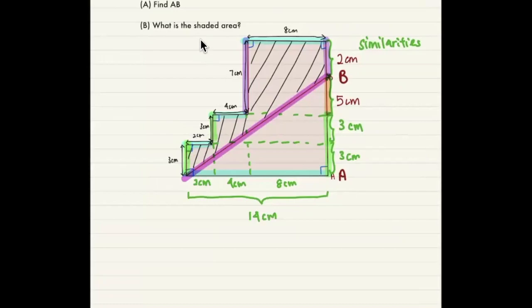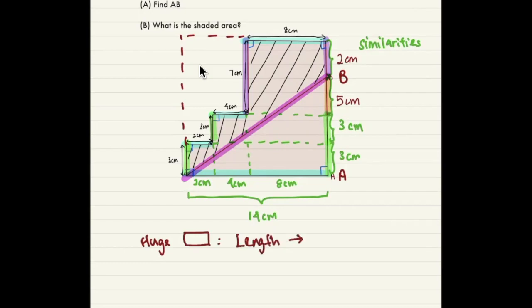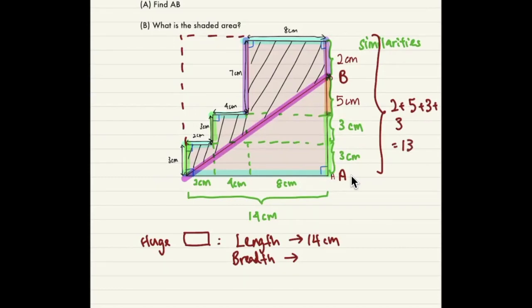Now we'll go on to part B, where we find out the shaded area. So there are multiple ways to do this, but I'm just going to show one way, which I feel is the clearest to me and pretty straightforward as well. The shapes that we'll be finding will be this huge rectangle right here, where the length will be 14 cm, and the breadth will be everything right here, which is 2 plus 5 plus 3 plus 3. Okay, and the answer is 30.